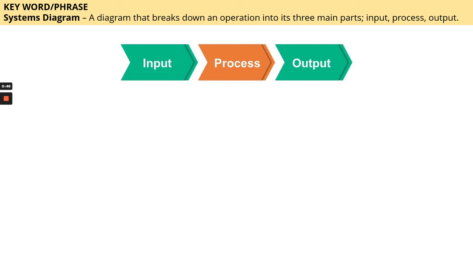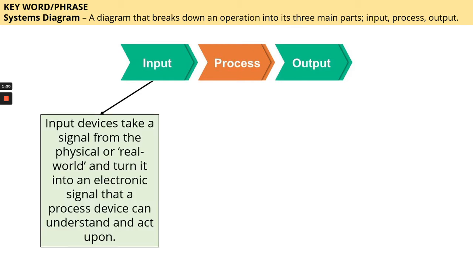To put it briefly, it's a diagram that breaks down an operation into its three main parts: input, process, and output. When we say an operation, generally speaking, it's talking about an electronic device or an electrical system where it has an input which sends a signal to a component that processes that input and sends a different signal to an output device to do a specific function. So let's write down what an input, what a process, and what an output is.